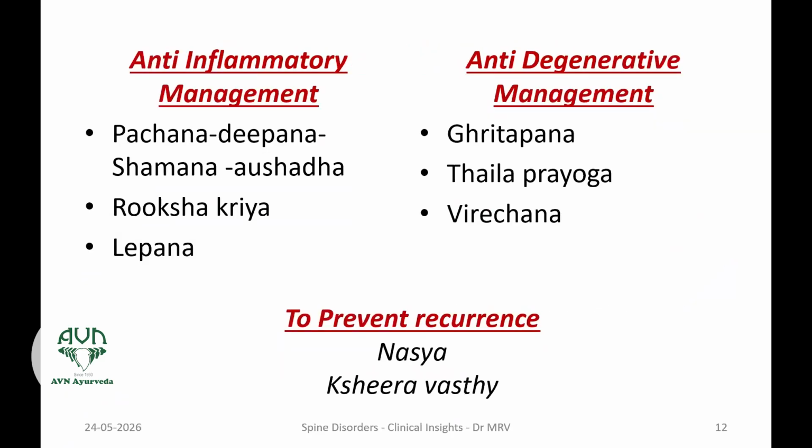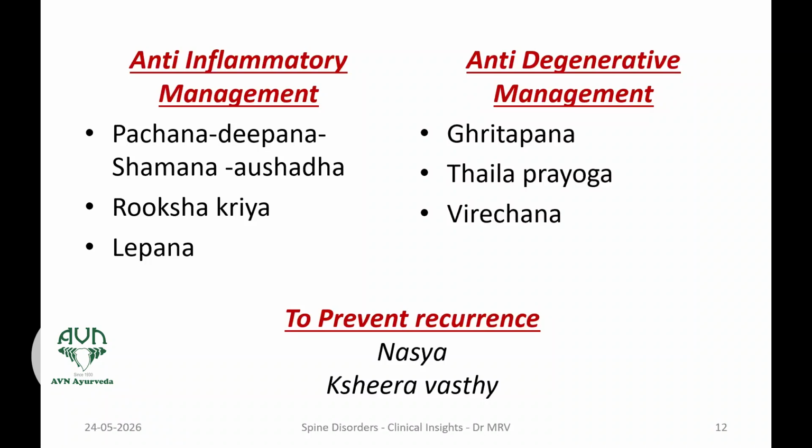Anti-inflammatory treatment includes Pachana, Devana, and Shamana Aushadhas. Always say Pachana and Devana, because Pachana comes first and Devana comes second. Pachana Devana treatment is meant for Amapachana. Then we give some Shamana Kashayas, which are also meant for some level of Amapachana. Then all the Ruksha Kriyas are included in the anti-inflammatory treatment, like Kashaya Dhara and Lepana; all those things are anti-inflammatory.